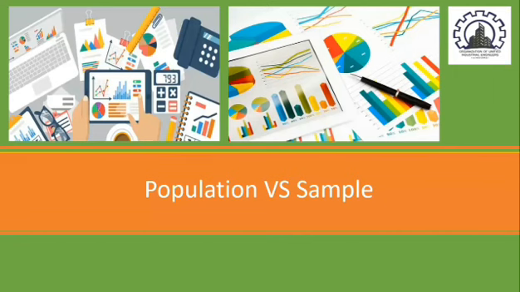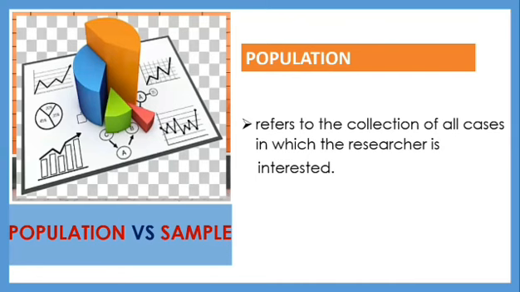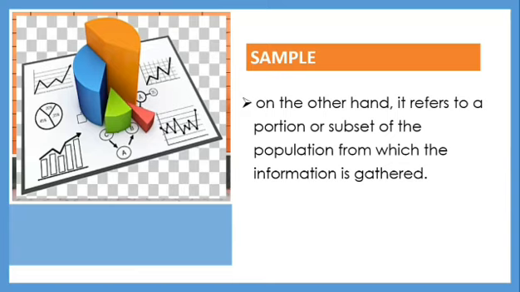All right. So moving on to population versus sample. What is the difference between the two? If we say population, it refers to the collection of all cases in which the researcher is interested. In its general sense, this pertains to the totality of objects, animals, persons, materials, happenings, or events under investigation. On the other hand, if we say sample, it refers to a portion or a subset of the population from which the information is gathered. So theoretically, a sample must be representative of the population from which it is taken.